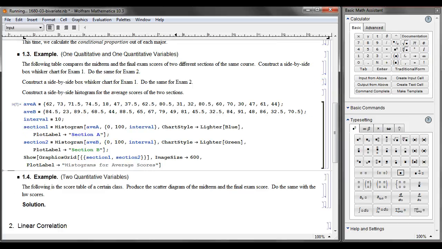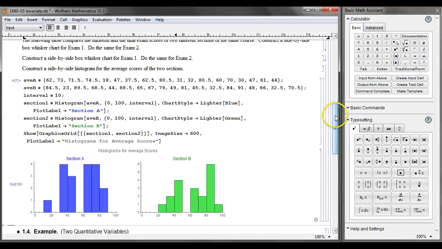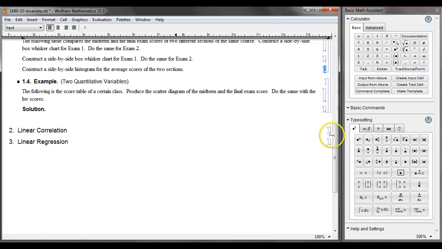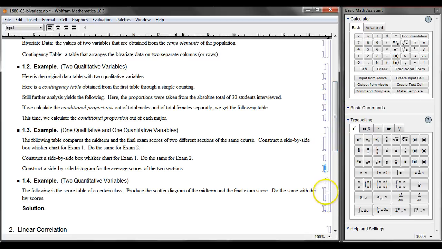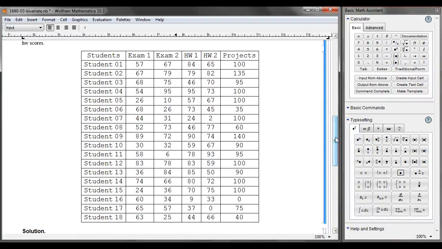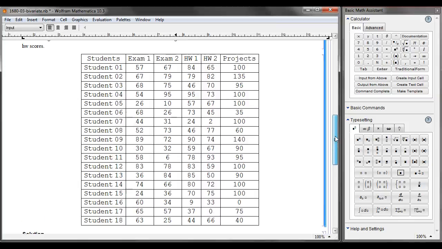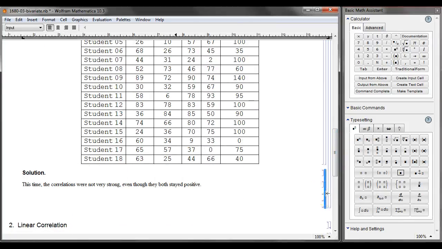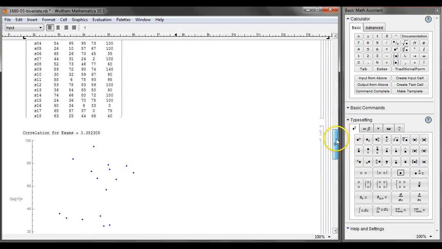Here's an example of side-by-side histogram. Class interval size is given as 10, and then blue is section A, green is section B. You can do various things. Now, the third way, probably the most important, is called scatter plot. In this case, both first and the second variables have to be quantitative, like here in this case, exam 1 versus exam 2, or homework 1 versus homework 2. Again, this is not real scores. These are hypothetical scores. And then here is an example of a scatter plot.